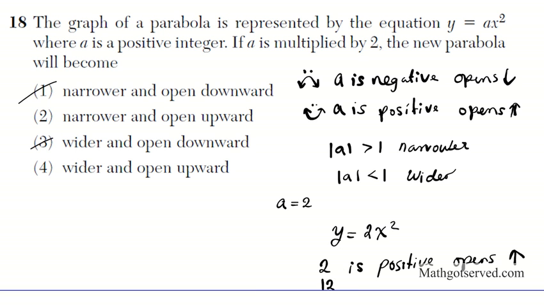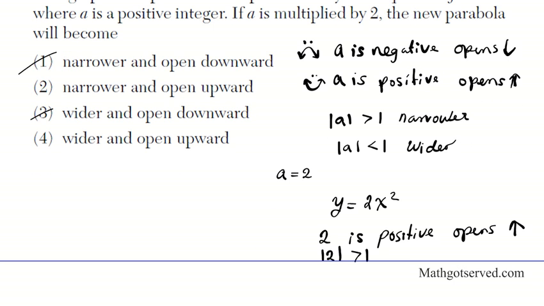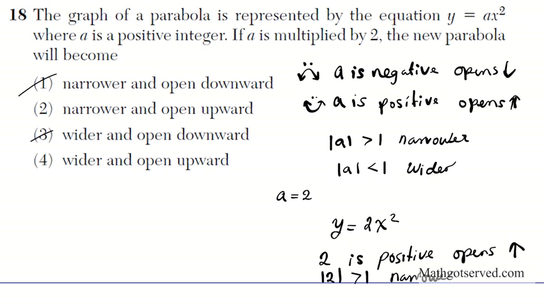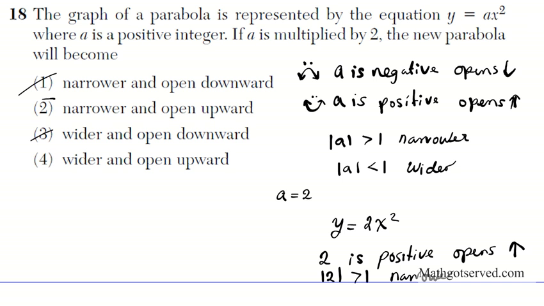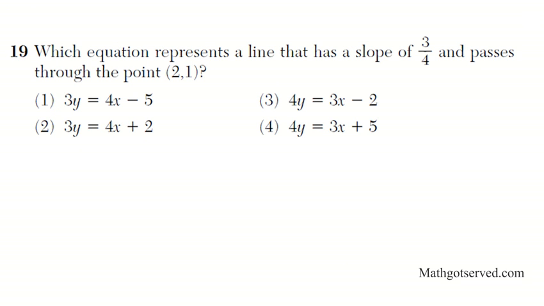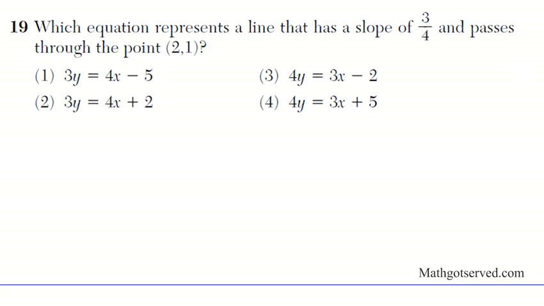Since the absolute value of 2 is greater than 1, that is going to make my parabola narrower. It's kind of backwards. When it's greater than 1, it's narrower. When the absolute value is less than 1, it's wider. So since it's narrower, the correct answer to question 18 is option 2. All right, let's move on to question 19. It says, which equation represents a line that has a slope of 3/4 and passes through point (2, 1)?